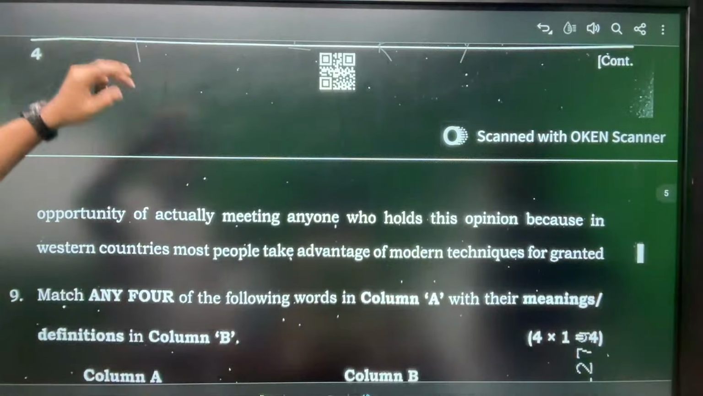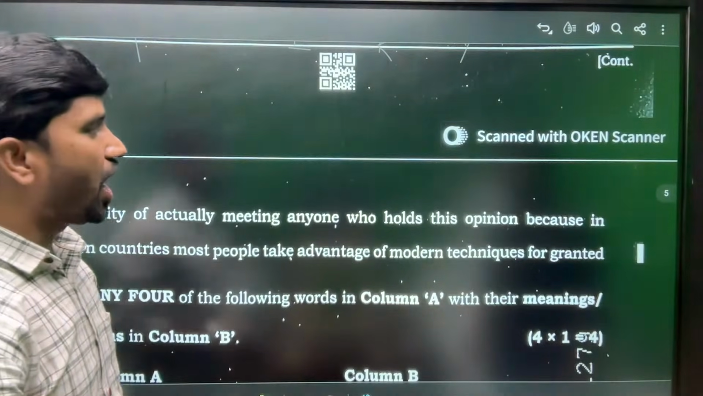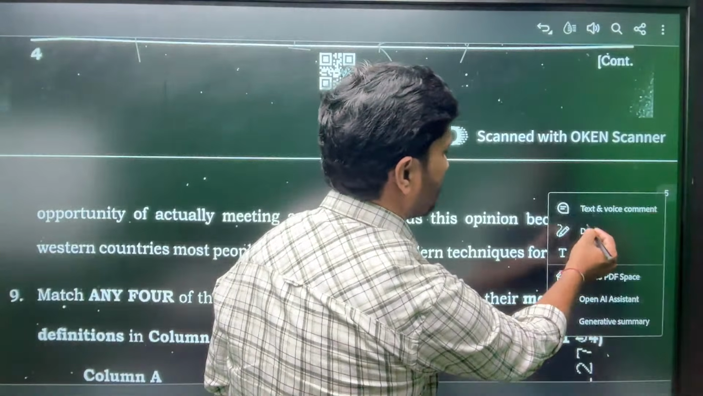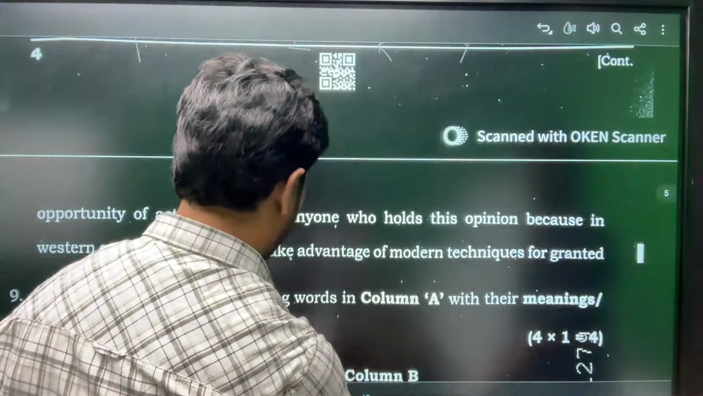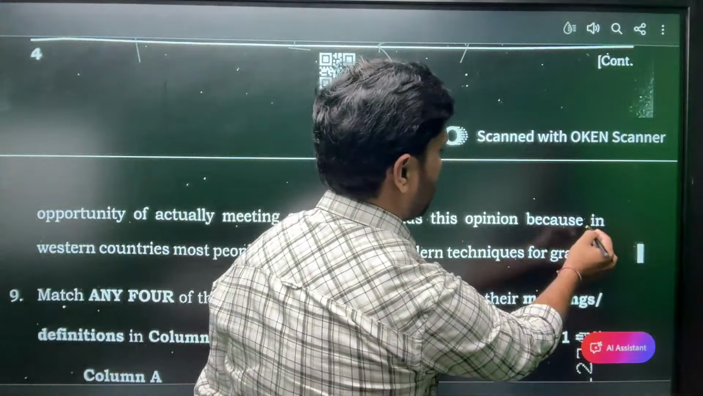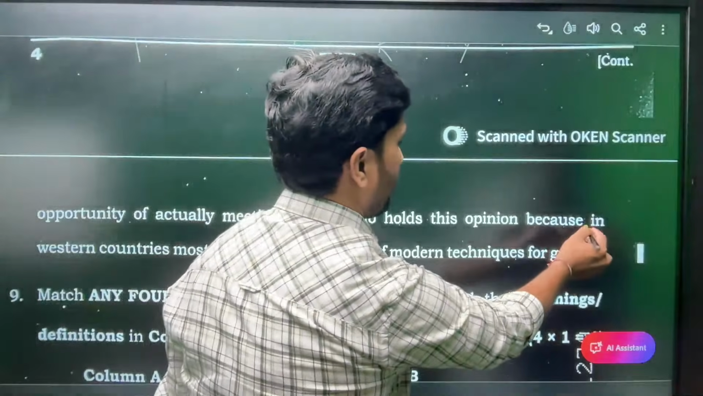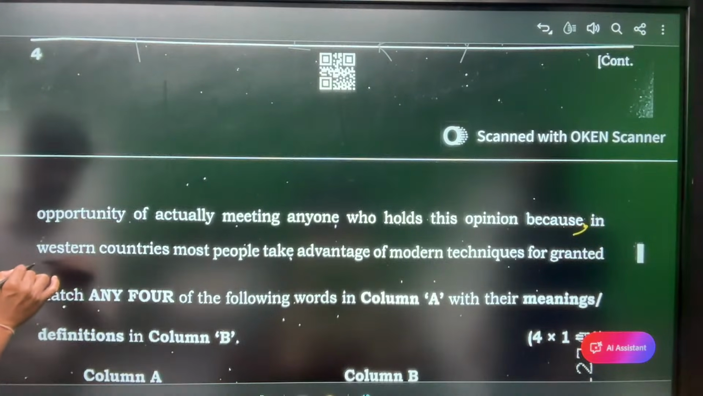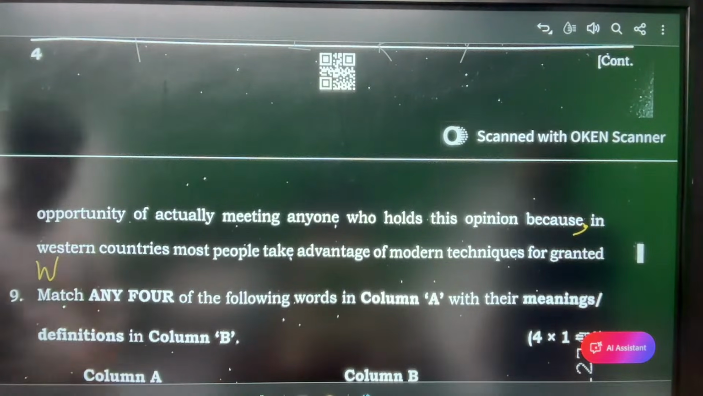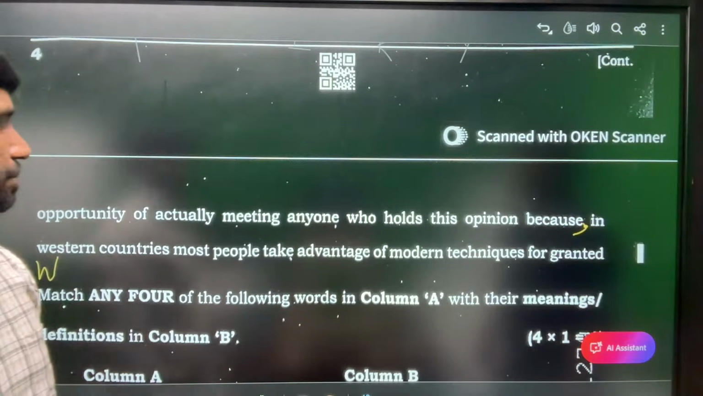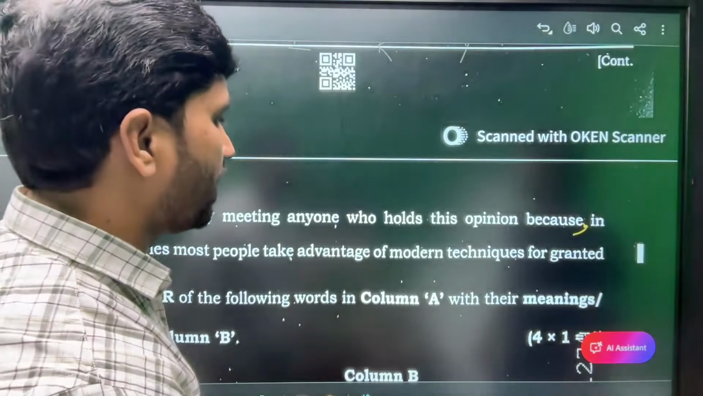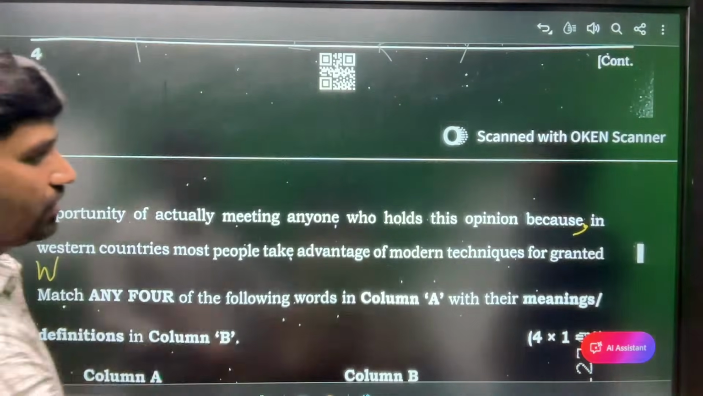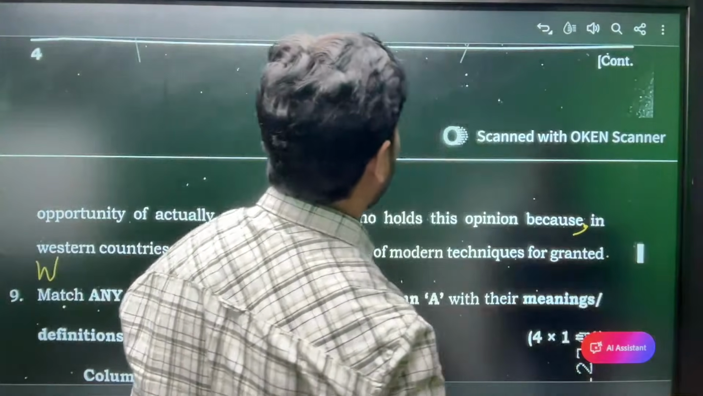opportunity of actually meeting anyone who holds this opinion because, make a comma after because. In western countries, the W should be a capital letter. Western countries, most of the people take the advantages of modern techniques for granted. Say the full stop.